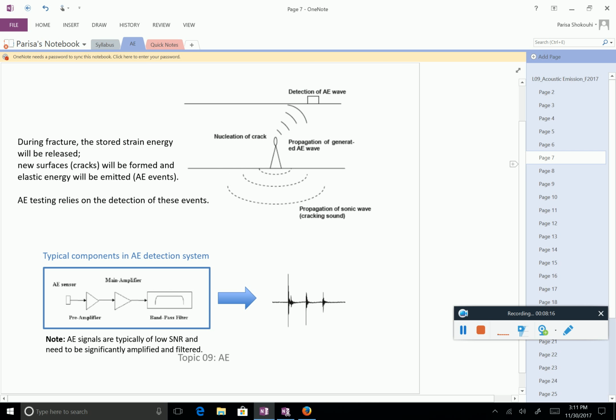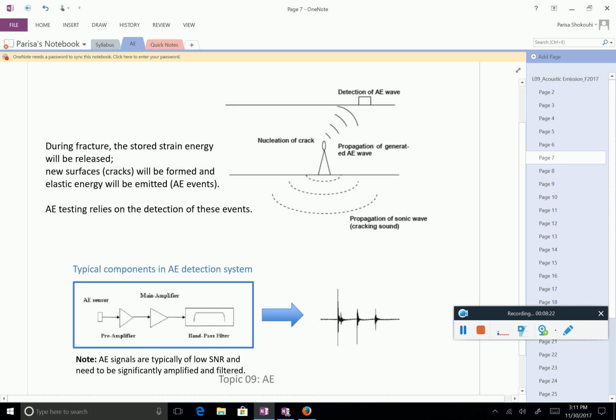What exactly happens? The principle is this. You have a crack which releases the strain energy, and this travels through the material. Wherever you have a sensor, it takes some time for this energy to travel from the nucleation source to that transducer, and then you receive it here.